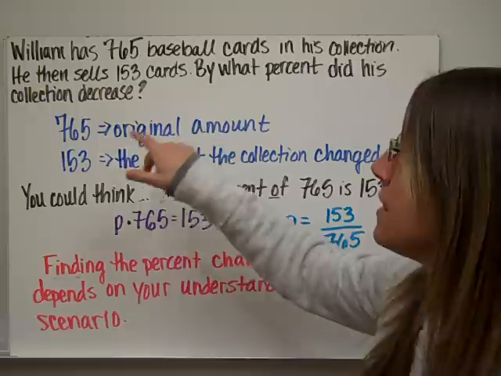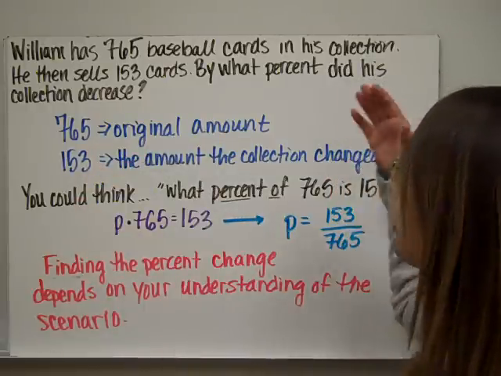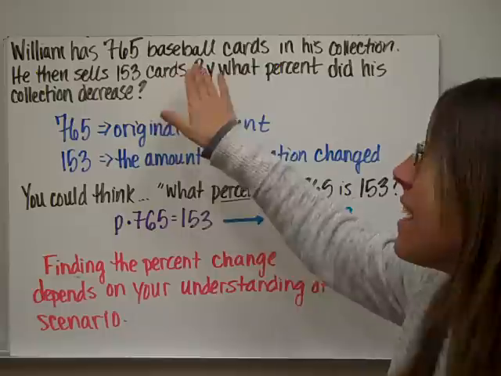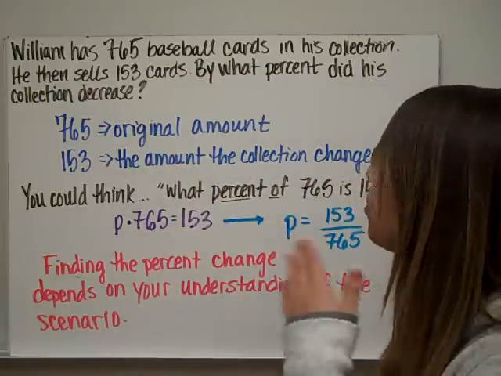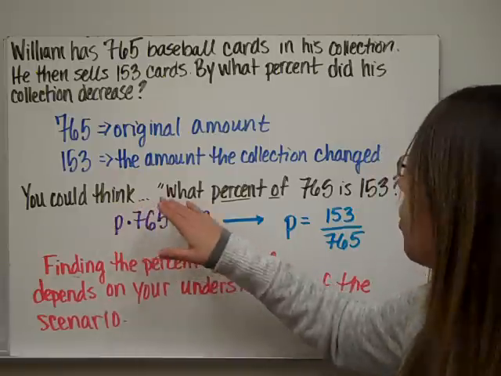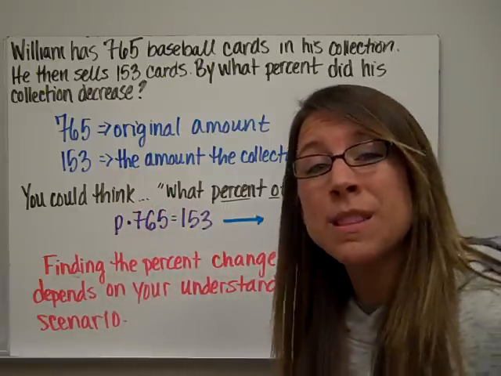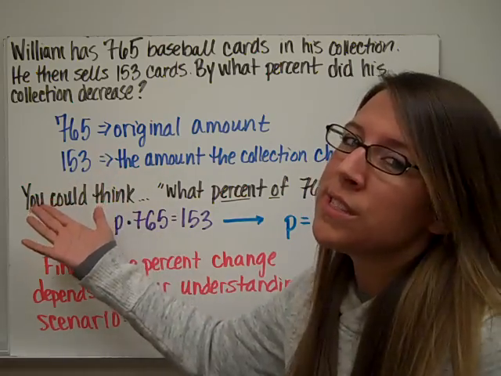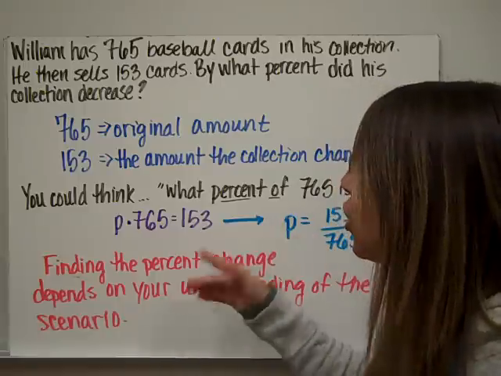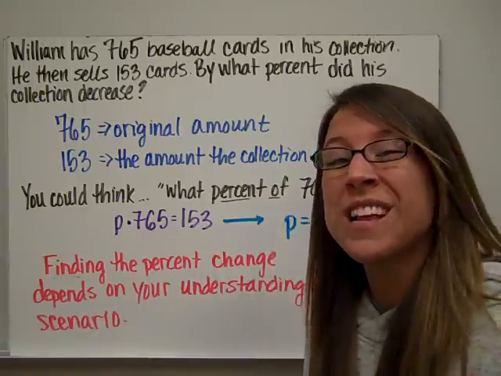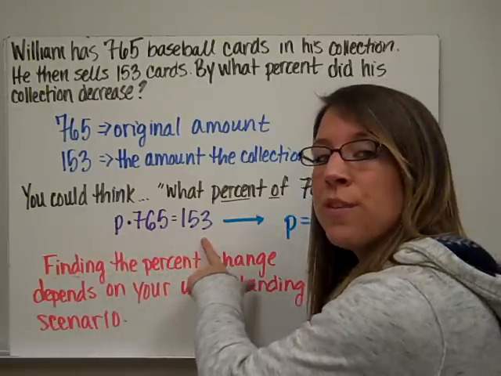He had originally 765 cards. And then the amount that it changed was 153. It tells you he gave away 153 of them, right? So you could think, what percent of 765 is 153? Because that's going to be the percent of 765 that his collection changed, right? So based on what we know about percent of a number, we can say what percent of 765 is 153.